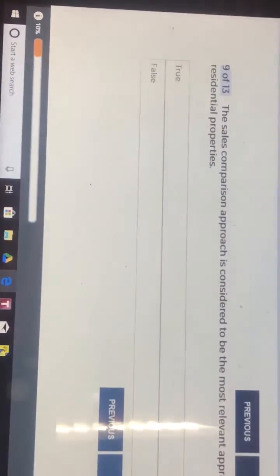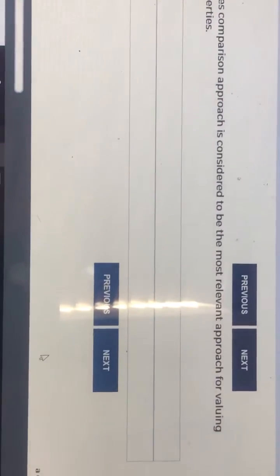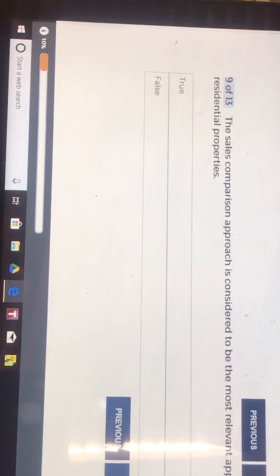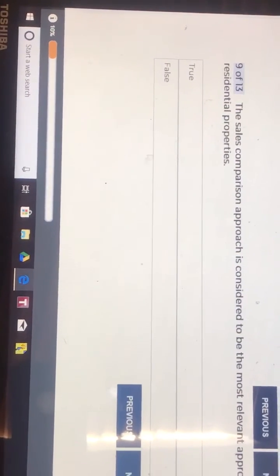Number 9. The sales comparison approach is considered to be the most relevant approach for valuing residential properties. True or false? I'm going to go true.